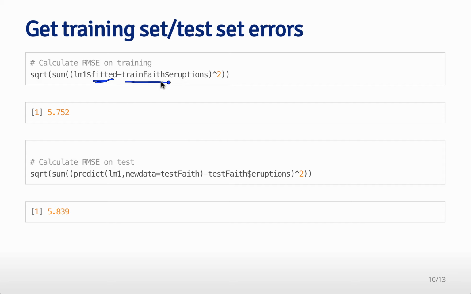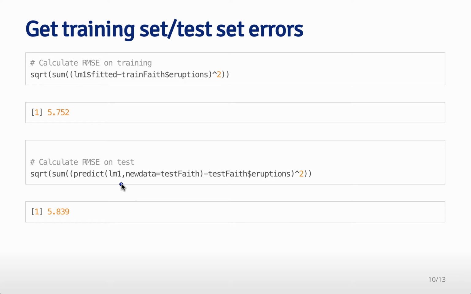Then we can subtract the actual values of the eruption duration on the training set, square them, sum them up, and take the square root, and that gives us the root mean squared error, if you remember that from our lecture on the types of errors that we could have. So it basically measures how close the fitted values are to the real values, and we get a value of 5.752.